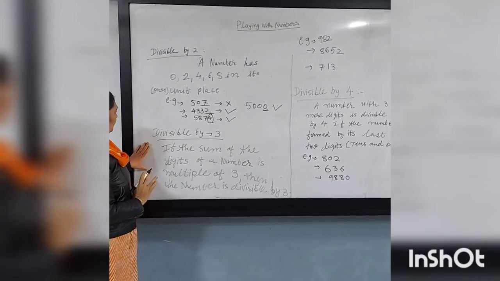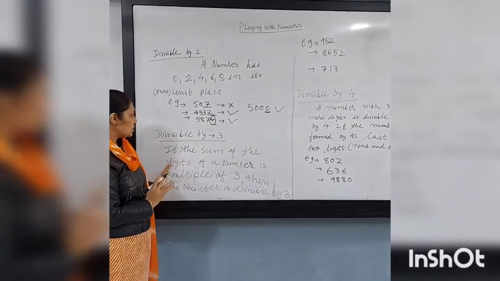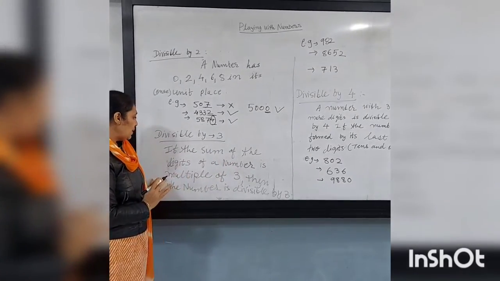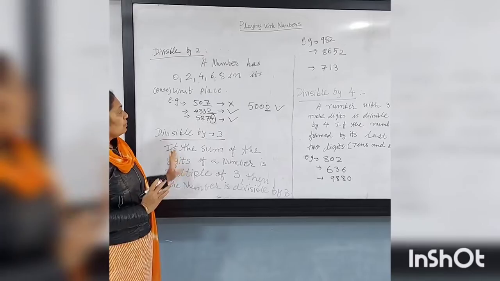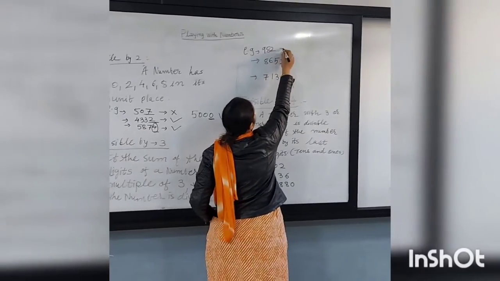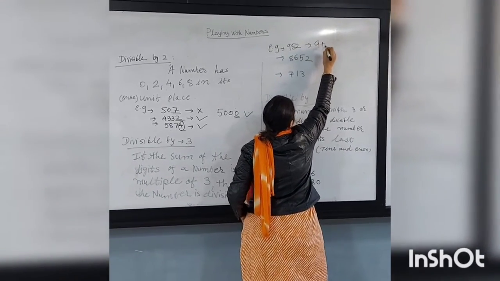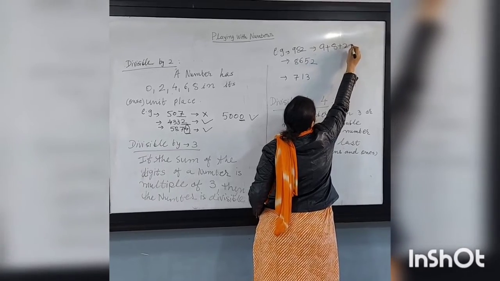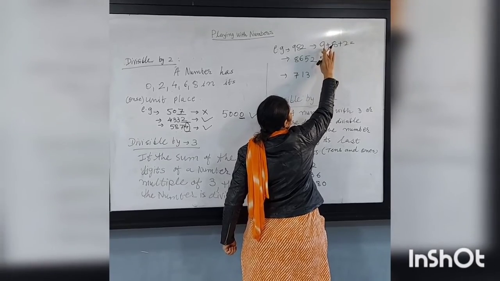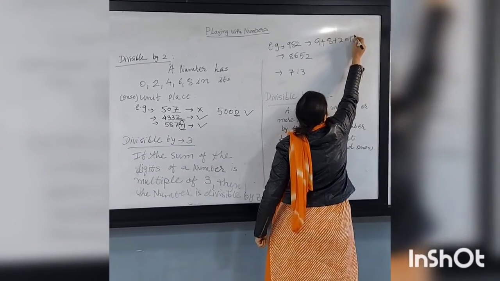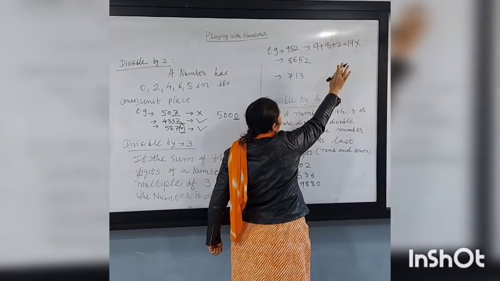Now the another test: divisibility by 3. If the sum of all the digits of the number is a multiple of 3, then this number is divisible by 3. For example, 982. The digits 9 plus 8 plus 2: 9 plus 8 is 17, and 2 more is 19. 19 is not a multiple of 3, so this number is not divisible by 3.